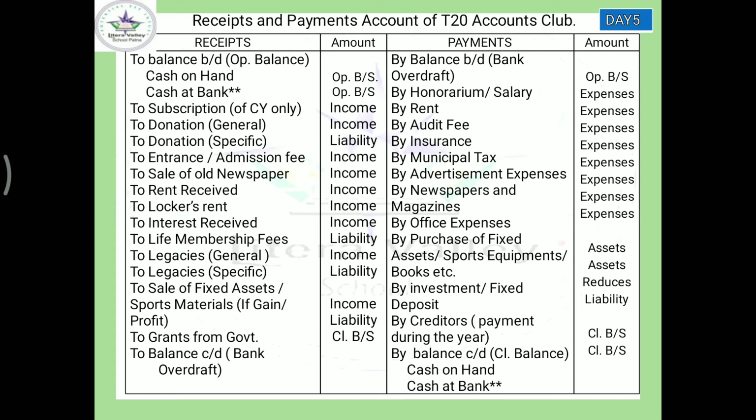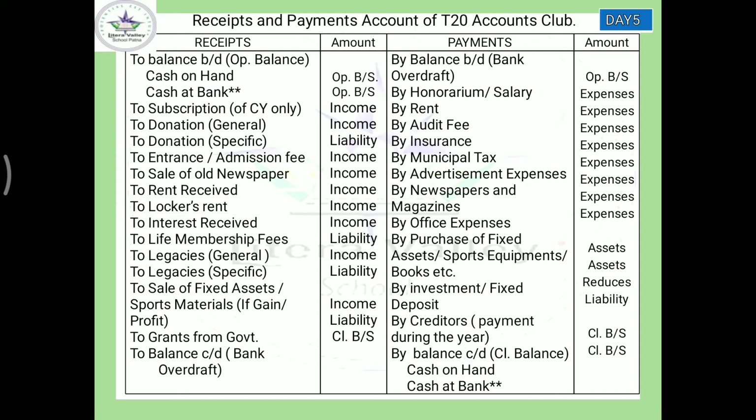Legacies, if it is general, means no condition is there, income. Legacies with condition, then liability. Sale of fixed asset, sports material, if gain or profit, then it will be shown on the income side. How can we gain on a sale of fixed assets?